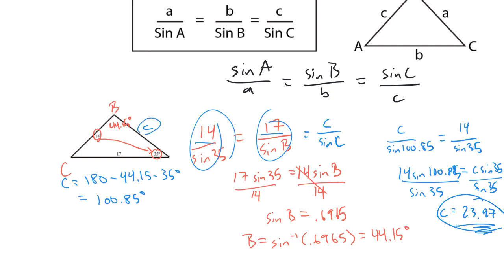Well, our longest side should be across from our largest angle. So it makes sense that 100 degrees is across from our biggest side. 14 is our smallest side and 35 is our smallest angle. So that's checking out. Let's look at one more example.